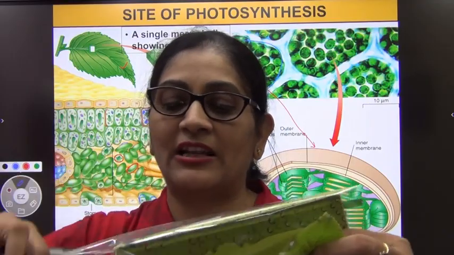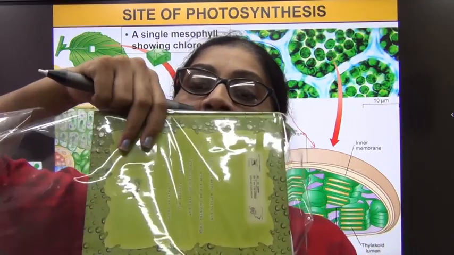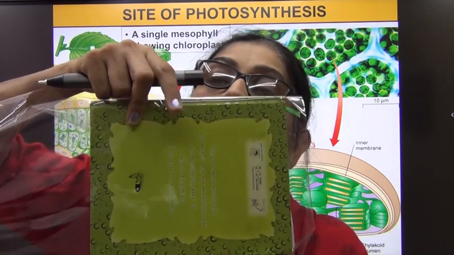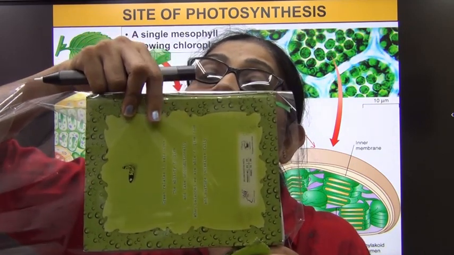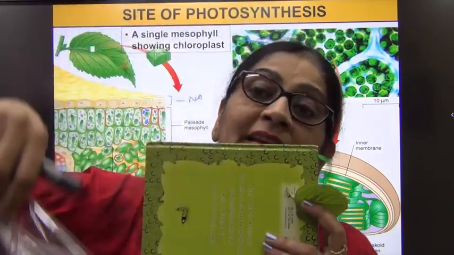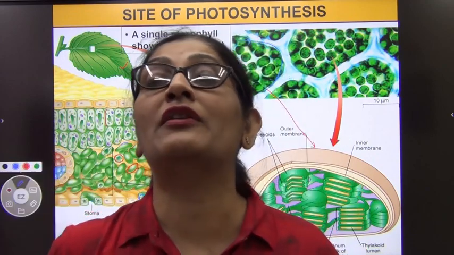So when we place this cellophane over this copy, the upper layer of the copy looks green in color, but actually the upper layer of the copy is not green in color. The upper layer of the copy is transparent. This is the middle part, that is the mesophyll, which is green in color.